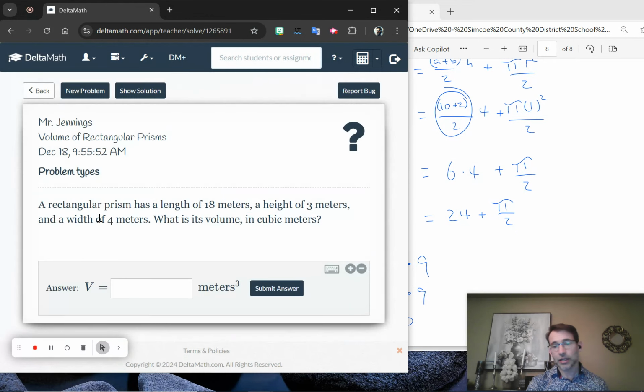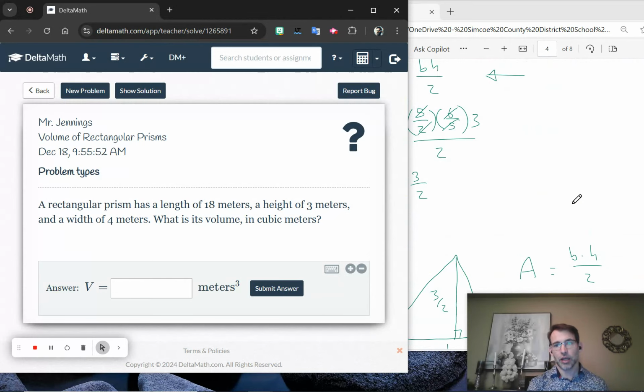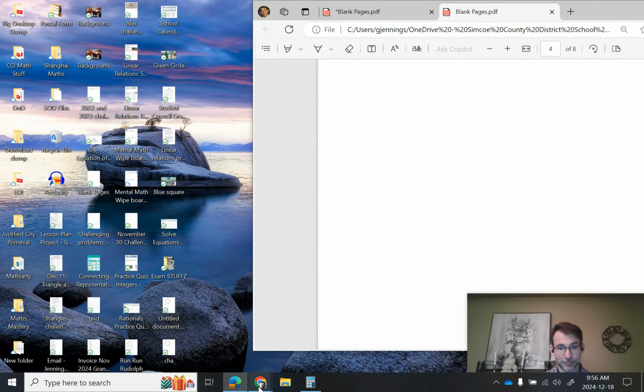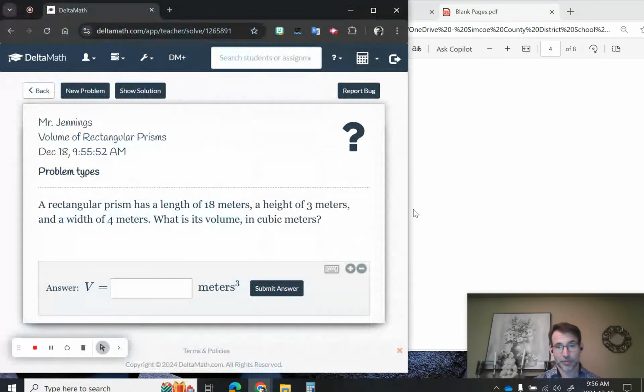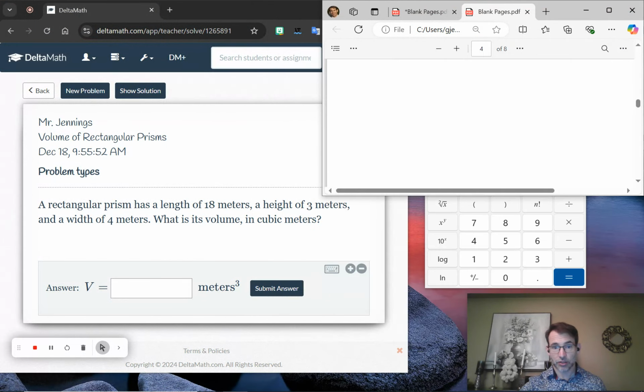All right, and then you get into just do a couple. Okay, a rectangular prism has a length of 18, a height of 3, and a width of 4. So the way you answer these is you get some blank paper, and I've run out of blank paper. This is good. I'm going to get some more out. I've got an infinite amount after all. So, first thing, you won't believe what the first step is.